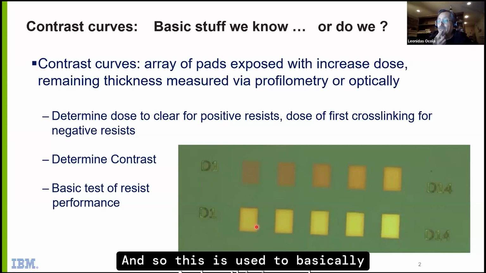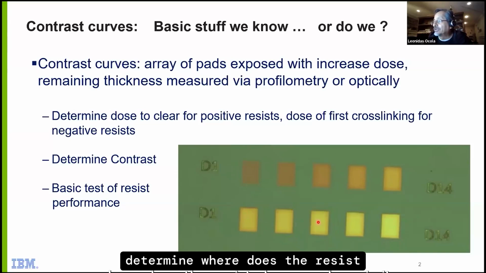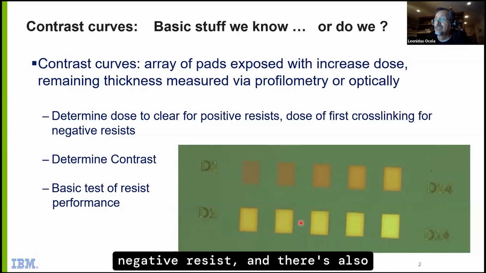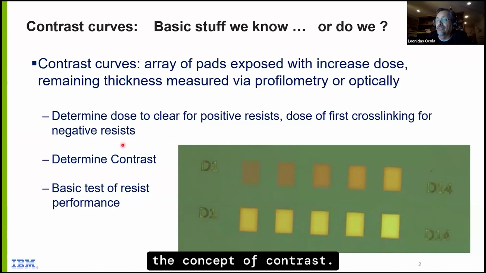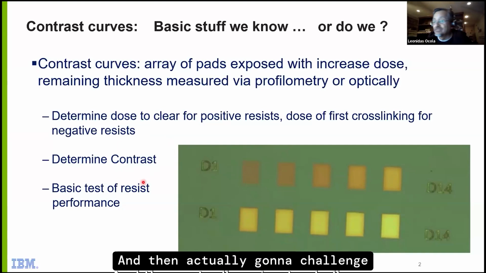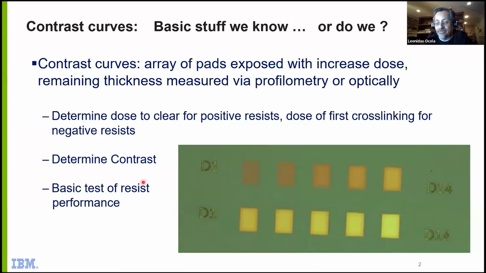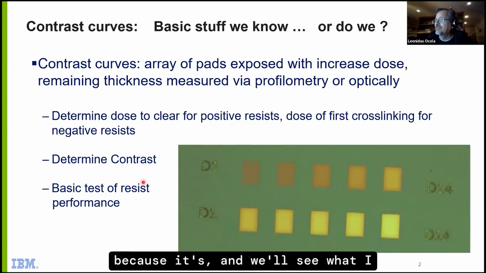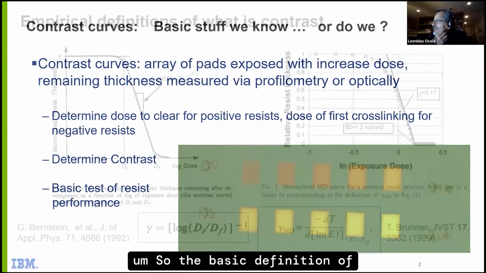This is used basically to determine where the resist clears if it's a positive resist, or where it starts to form if it's a negative resist. And there's also the concept of contrast. I'm actually going to challenge that concept because I think its importance has been overstated, and we'll see what I mean.